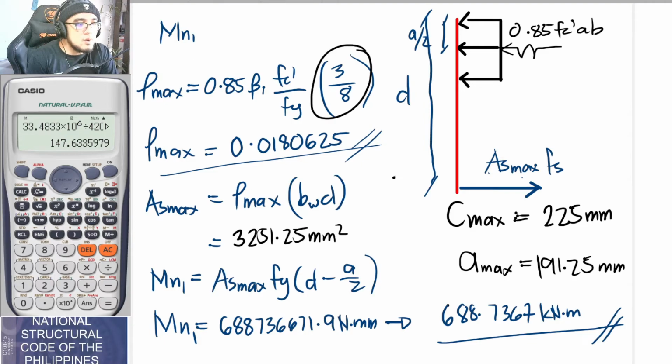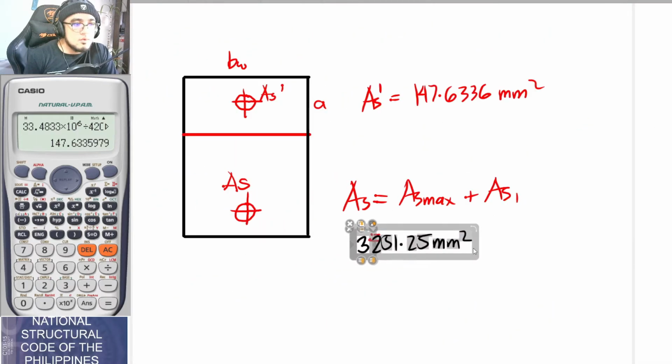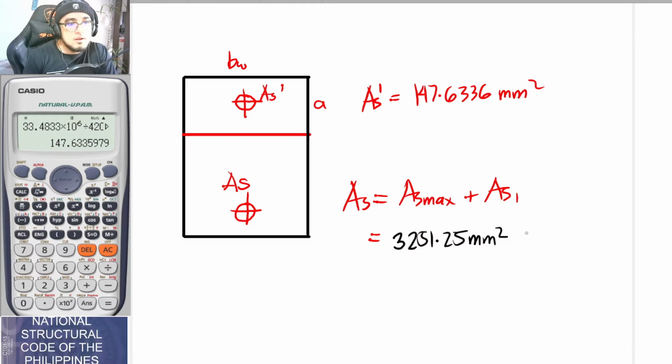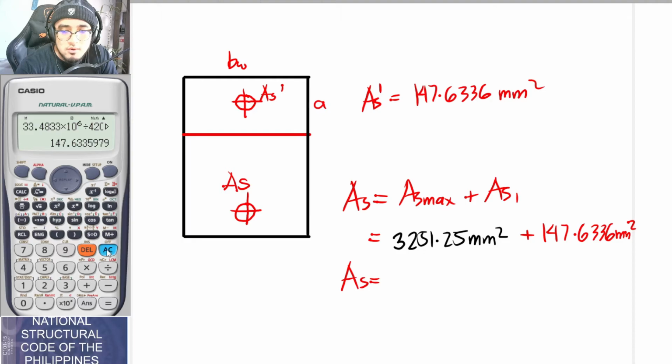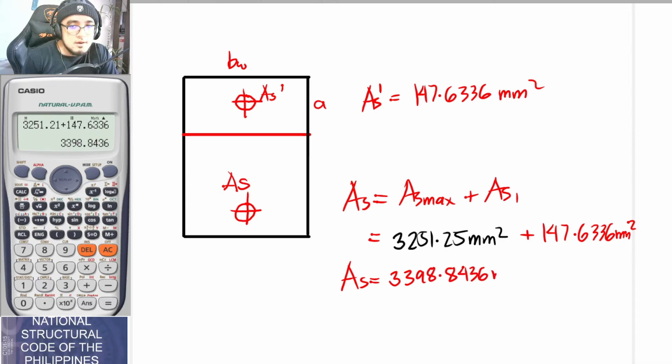That is equal to 3251.25 mm squared plus As1, and this is also equal to 147.6336 millimeter squared. So with that, the value for my As is equal to 3251.25 plus 147.6336. So our answer here is 3,398.8436 millimeter squared. So we have this and this.